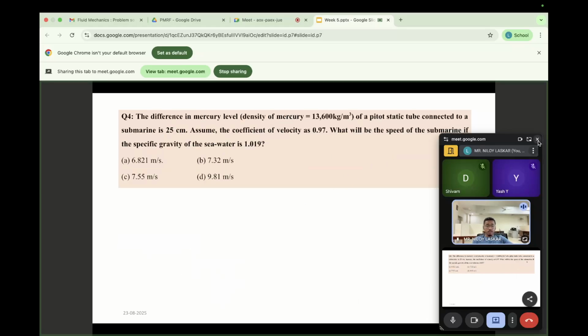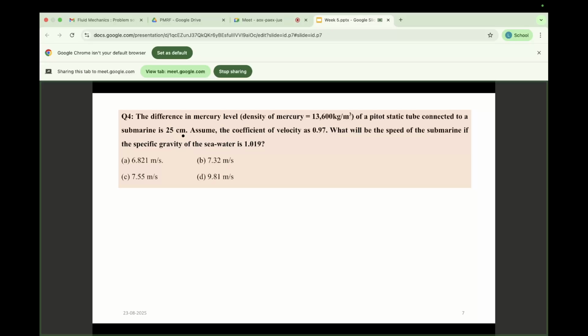It's a tricky question, you can say. What is given: the difference in the mercury level of a pitot static tube connected to a submarine is 25 centimeter. Assume the coefficient of velocity as this one. What is the speed of the submarine if the specific gravity of the sea water is 1.019?